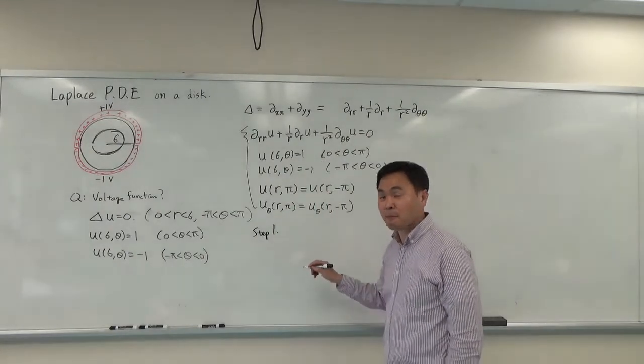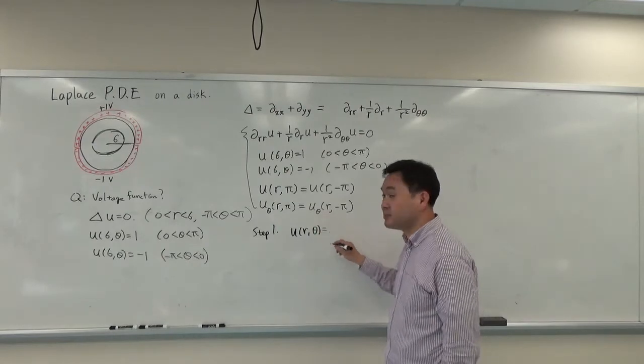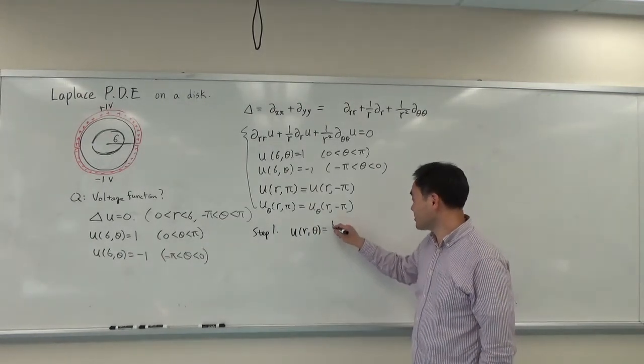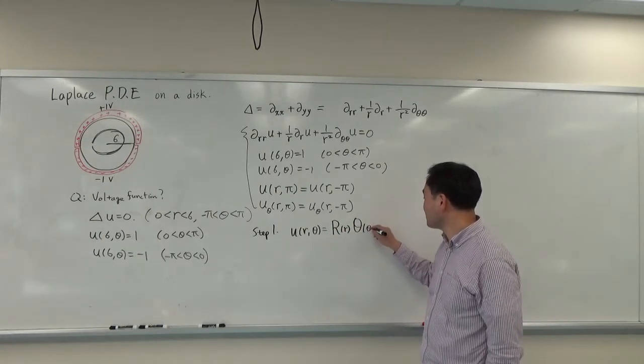What's step one? U of r, theta is? X, no, it's some r. R, theta, r. Theta.